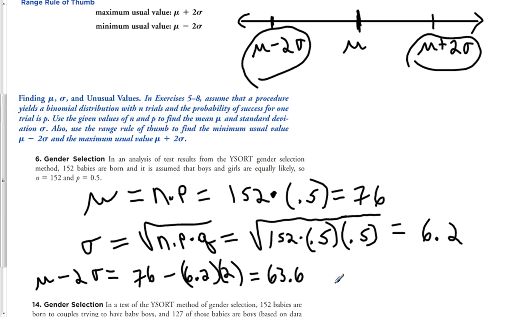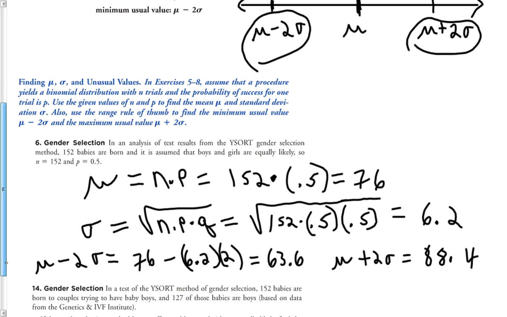And the maximum usual value, which is mu plus 2 sigma, is going to be 76 plus 2 times 6.2. So we get 88.4. So the maximum usual value is 88.4. That's how you answer a question such as that one.